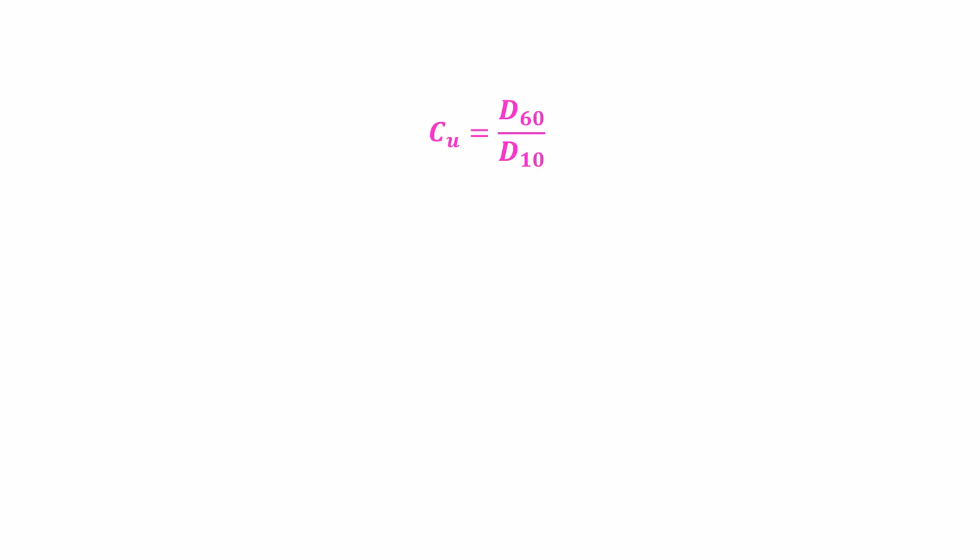From the particle size distribution curve, we calculate two important parameters, uniformity coefficient and coefficient of curvature. Uniformity coefficient Cu equal to D60 divided by D10. It indicates the range of particles present in the soil. A higher Cu means the soil is more well graded. Here Cu equal to D60 divided by D10 equal to 1.55 divided by 0.115, Cu equal to 13.48.